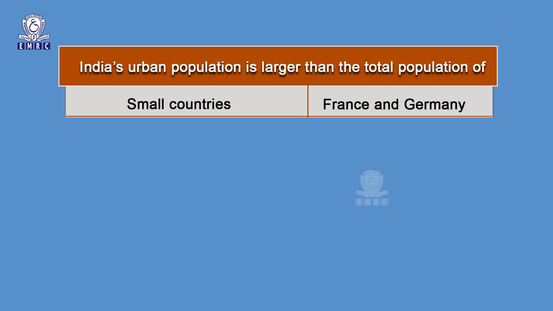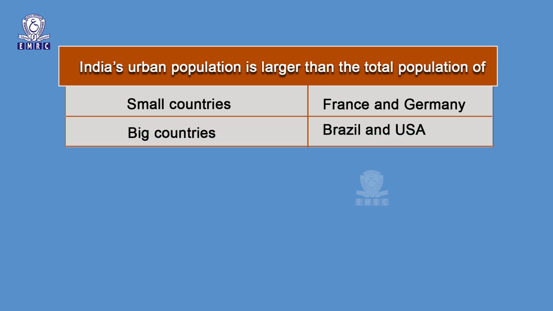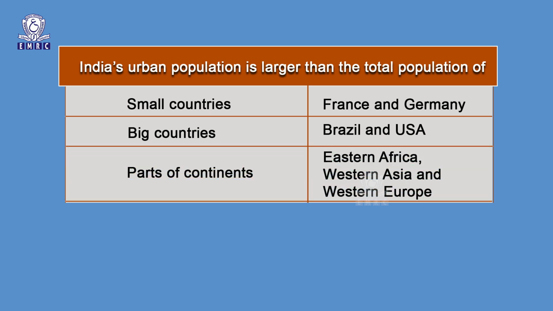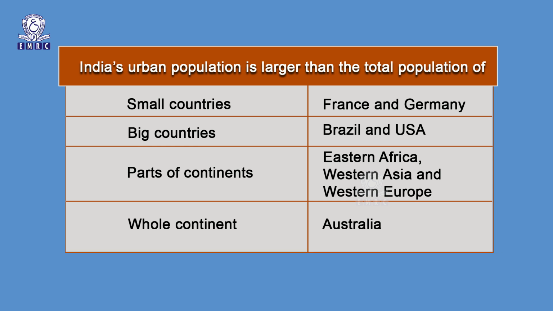In fact, India's urban population is larger than the total population of small countries like France and Germany, and larger than the total population of big countries like Brazil and USA. Again, it is larger than the total population of parts of continents like Eastern Africa, Western Asia and Western Europe, and larger than the total population of the whole continent of Australia. The level of urbanization in terms of the proportion of urban population to total population is low in India, but the urban population in absolute terms is very high.